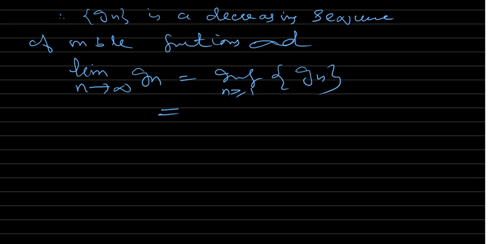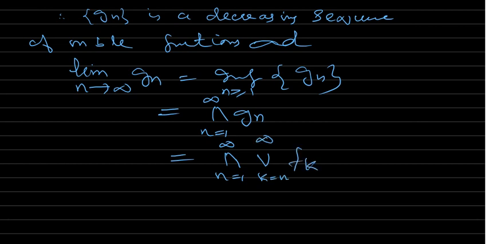it's the infimum of this. OK, so what's this infimum? Infimum means a meet, it's meet gn, n runs from one to infinity. And that's equal to meet n runs from 1 to infinity gn. What's gn? gn is join k runs from n to infinity fk. And that's actually limit superior. That's your limit superior.